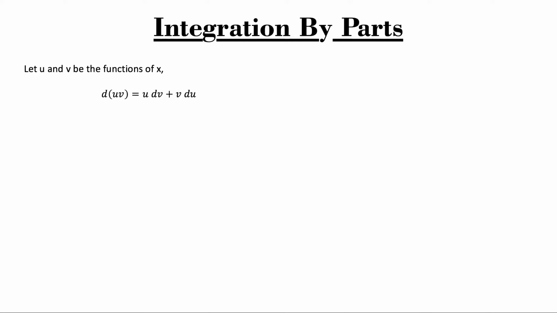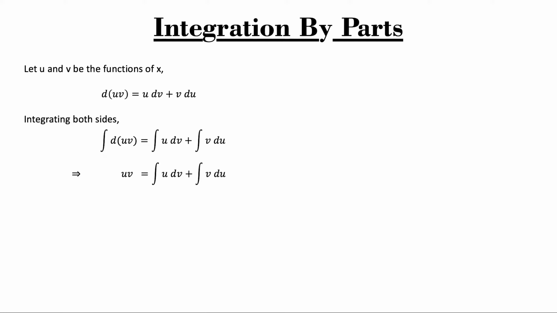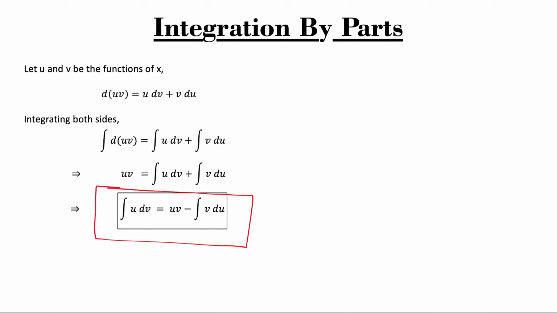It says let u and v be the functions of x, then the derivative of uv would be equal to u dv plus v du. Then by integrating both sides we would get this, and as we know the integral of d(uv) is uv only, so we would get this. Now by transposing the integral of v du to the LHS we would get this, and this is the standard formula for integration by parts.